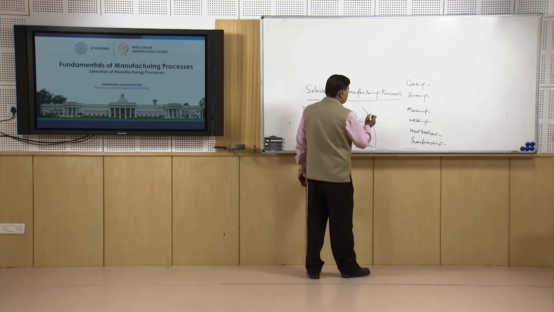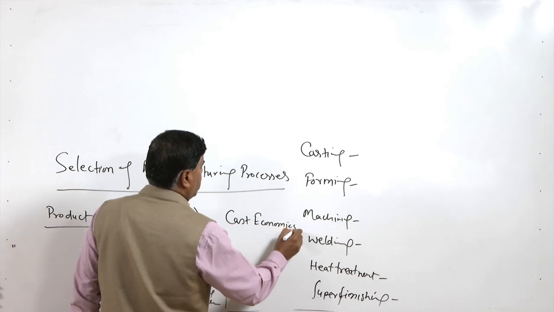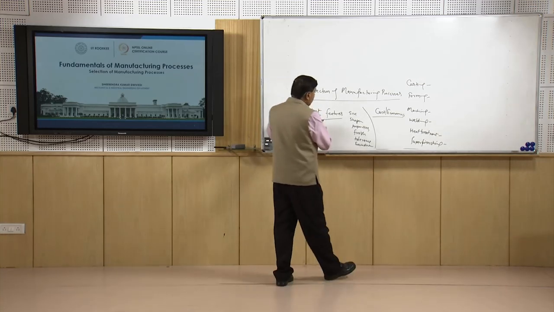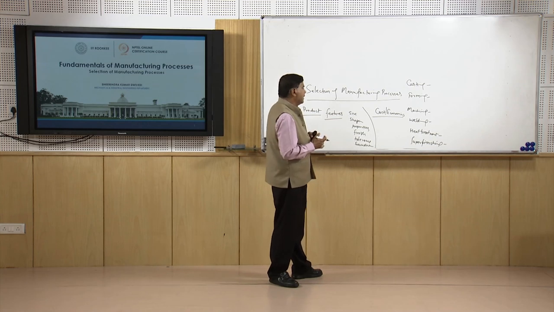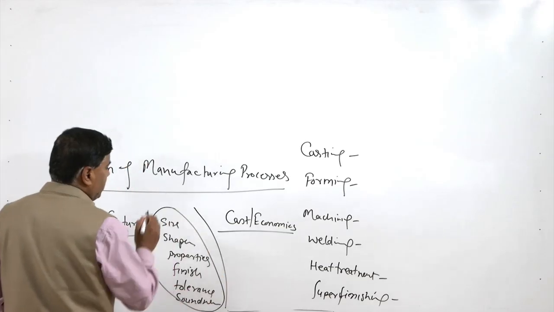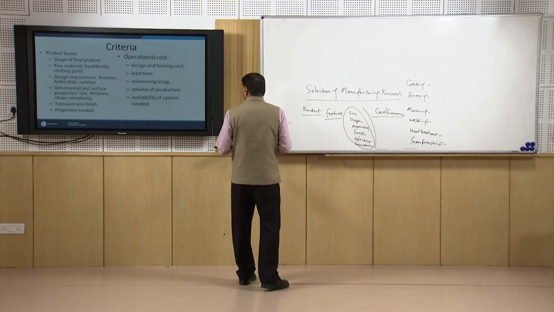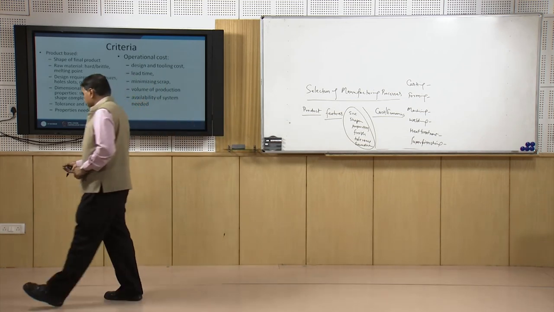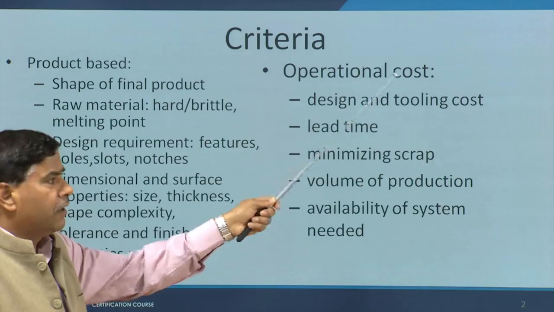But there is another category also, which is related with the cost or the economics of manufacturing. Under that, we need to see how the product is to be made so that it can be made cost effectively, so that it does not affect the environment, it is economical, and it also serves the purpose for which it has been made, its life is good, and the purpose of the manufacturing as a whole can be achieved. So, let us go by the different factors associated with the selection of the manufacturing process, those which are product based and those which are operational cost or economics based.